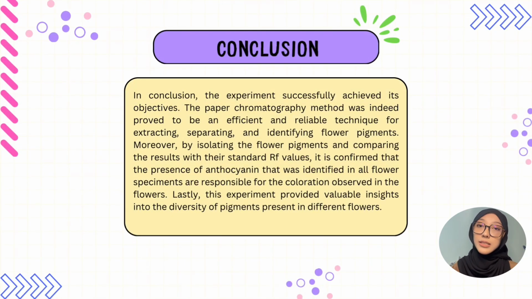In conclusion, the experiment successfully achieved its objective. The paper chromatographic method was proved to be an efficient and reliable technique for extracting, separating, and identifying flower pigments. Moreover, by isolating the flower pigments and comparing the results with their standard RF values, it is confirmed that the anthocyanin identified in all flower specimens is responsible for the coloration observed in the flowers. Lastly, this experiment also provided valuable insights into the diversity of pigments present in different flowers.